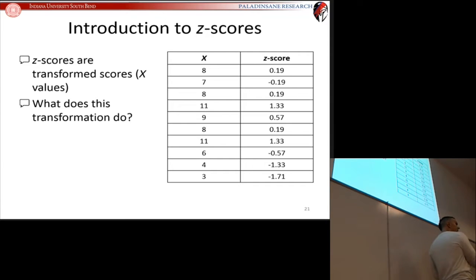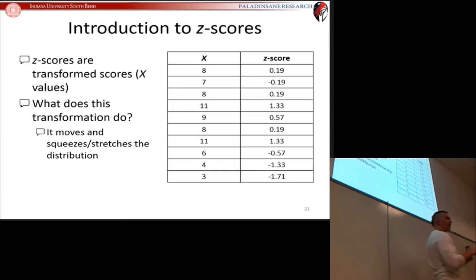And the power of the Z-scores comes from what this transformation actually does. It's a very specific transformation that is extremely useful because of the two things that it does. The first thing is it moves your distribution of scores. It takes your distribution and moves it to a very specific spot, and then it either stretches out or squeezes in your distribution so that it has a specific amount of variability. So let's take a look at that.